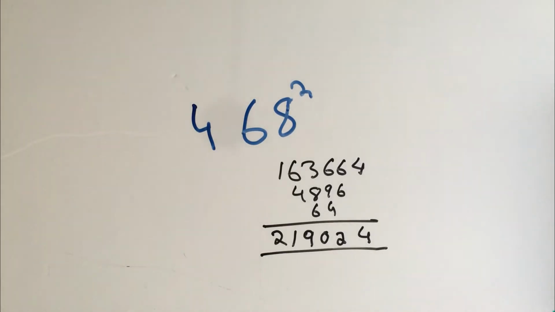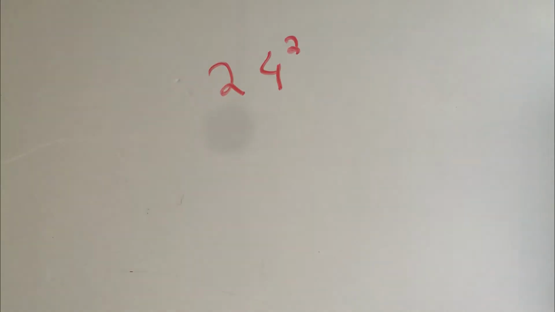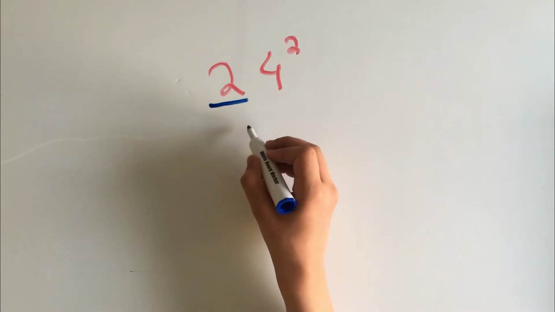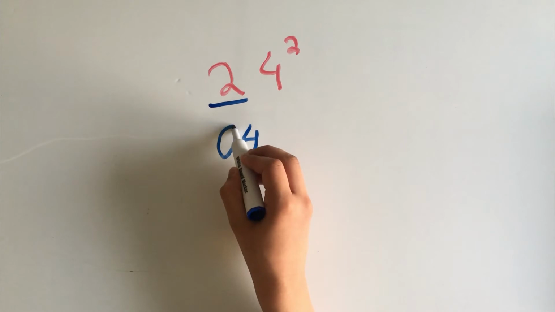Let's first use this trick to square a 2-digit number, and then we can move on to 3 digits. So let's take the number 24. We have to do 24 squared. The trick is to first square the first digit. So we do 2 squared, which is 4. And because 4 is a single digit, we put a 0 in front of it.